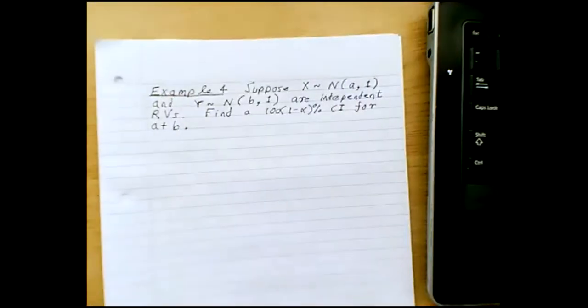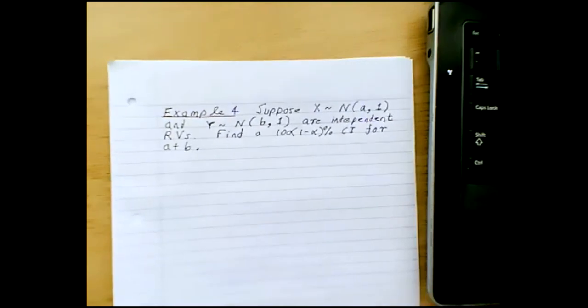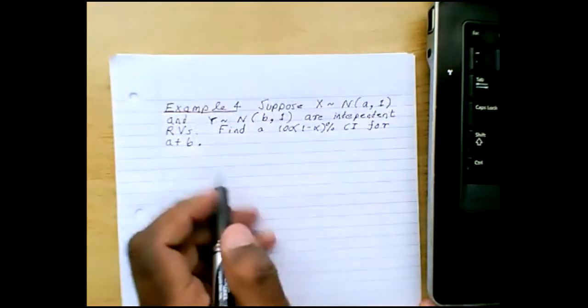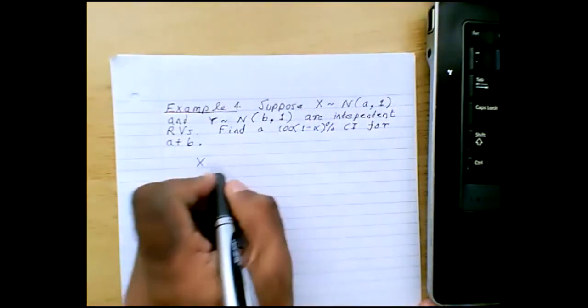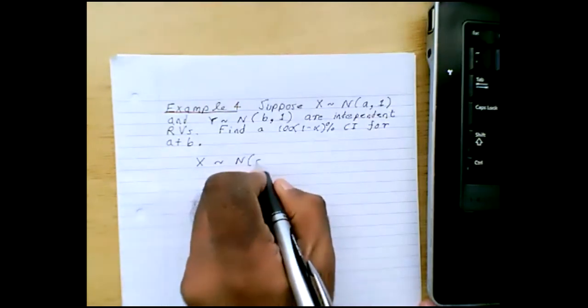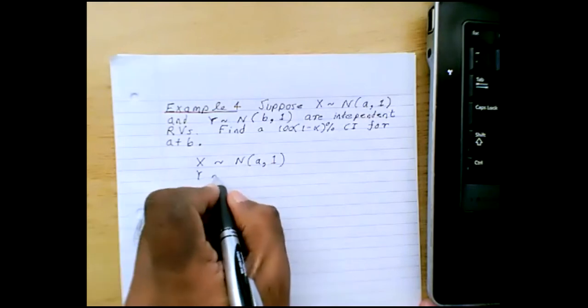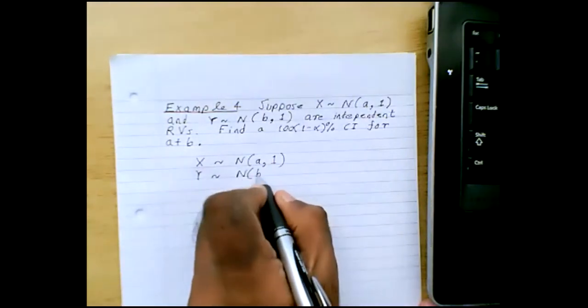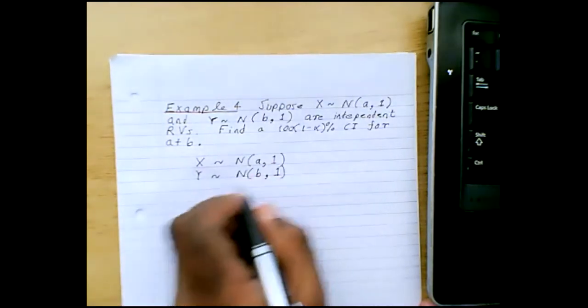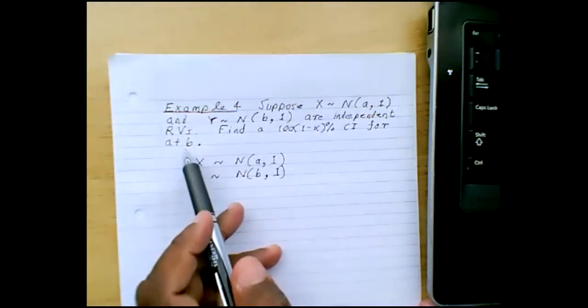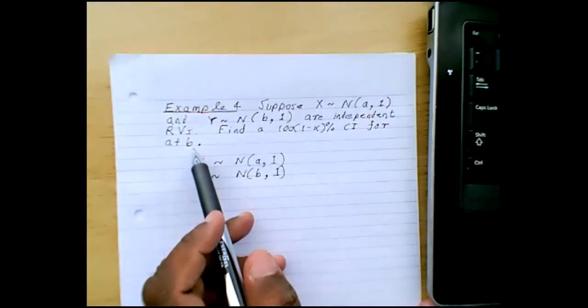This is example 4. Here we have two variables, X, which is this, and Y, which is this. And we want to find a confidence interval for a plus b.